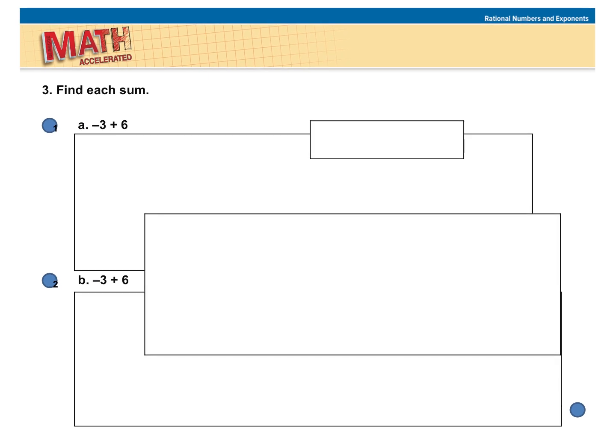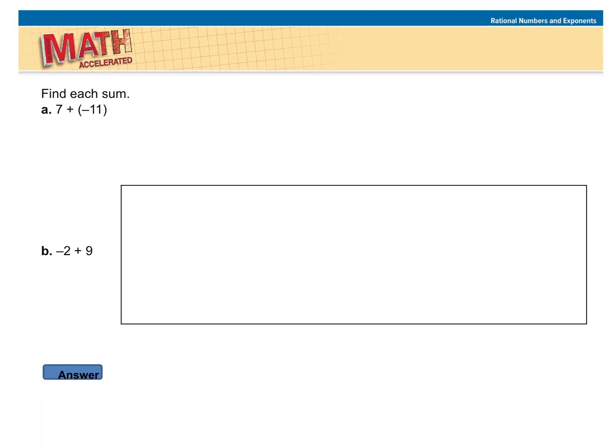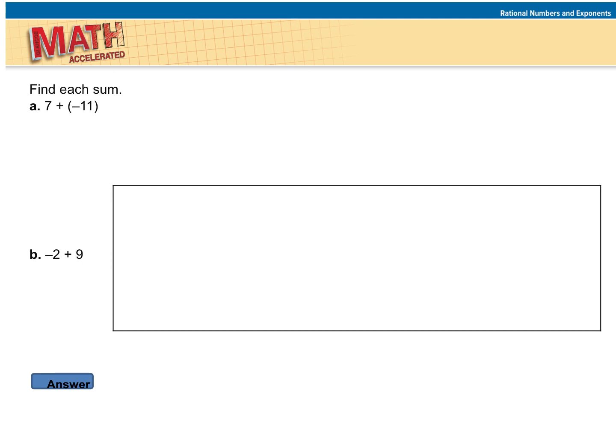Okay, negative 3 plus 6. If it helps you to think money-wise, you're in debt $3, but you gain $6. Now you have $3. Is everyone with me? Yeah. 7 plus negative 11.